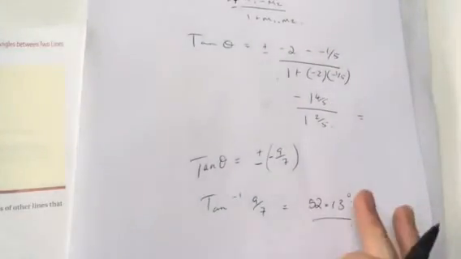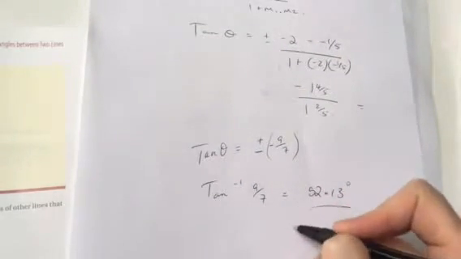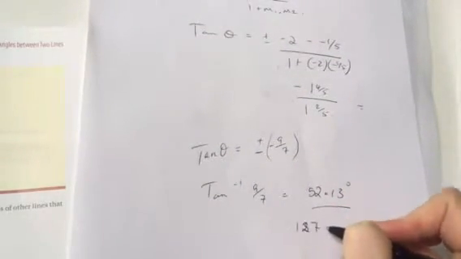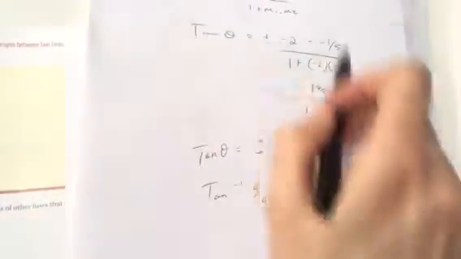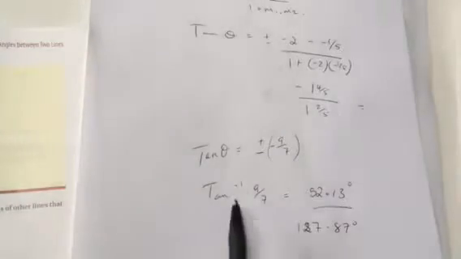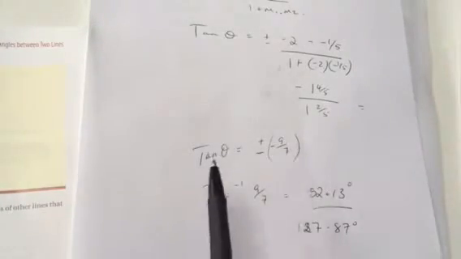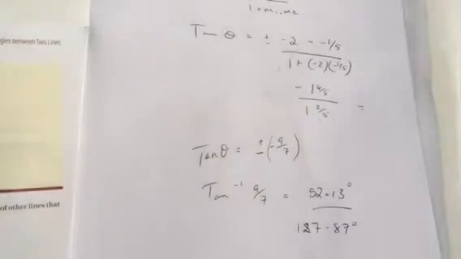If they asked me for the larger angle, I'd just go 180 minus this one, so that would be 127.87 degrees. So pretty straightforward. Just fill in your formula and then you can use inverse tan, because the tan of the angle is equal to this, so inverse tan of it.